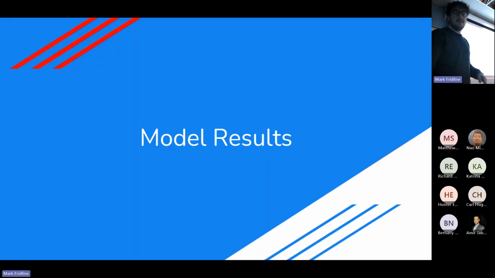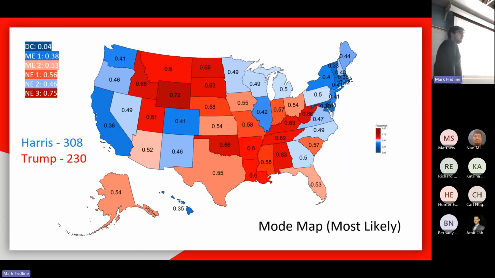Okay, so now we get to the part that took me by far the longest to figure out, how to do all the ggplot2 and using R and figuring out all that stuff. But here are the results of this model. So this model had Harris winning at 308 and Trump getting 230. As we can see, we had Harris winning 6 out of the 7 swing states.